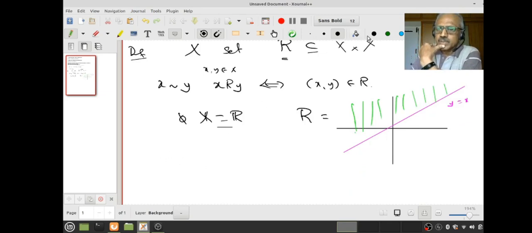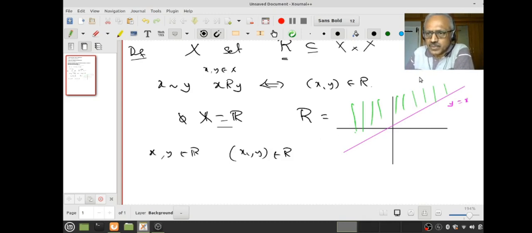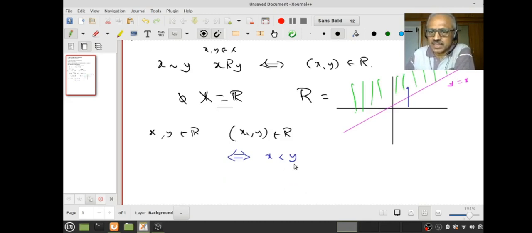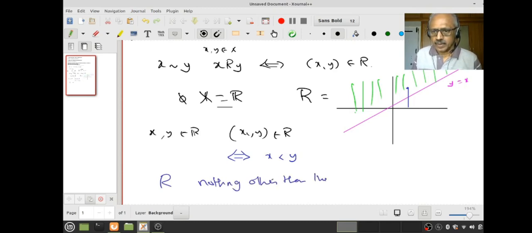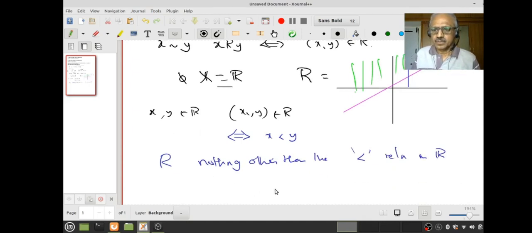Now, if you give x, y in real numbers, then when does (x, y) belong to this subset R, this relation set R? Just look at this. If I take any point here, you can see its y coordinate is always bigger than the x coordinate. Do you understand that? Therefore, this happens if and only if x is less than y. Just think for a minute, follow this. Therefore, this subset defines our standard less than relation. So this subset R is nothing other than the standard less than relation on the real numbers. Do you follow that? So pause, review, proceed.